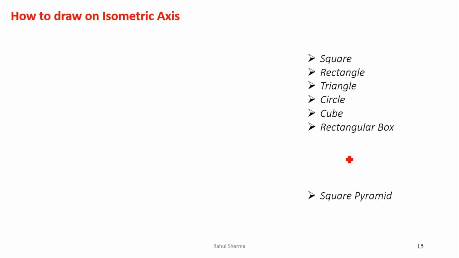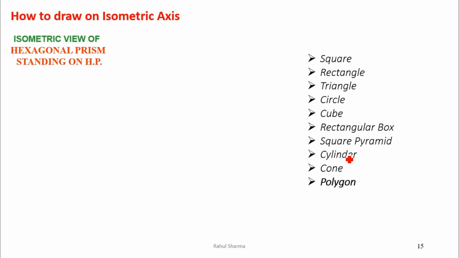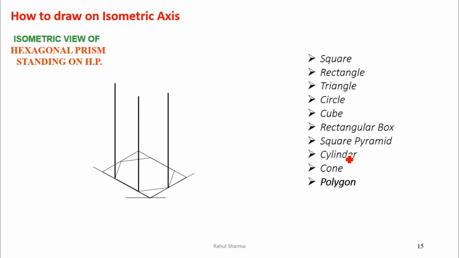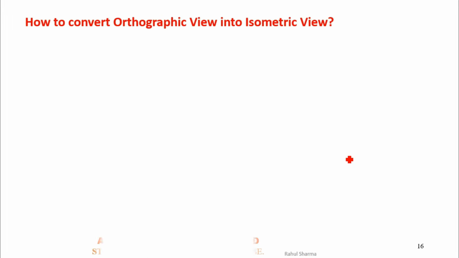Now we will see how to draw a hexagonal prism. That was a pyramid, now this is a prism. So first we draw the base hexagon, and then we take the height like this. So this is the way to draw the hexagonal prism.